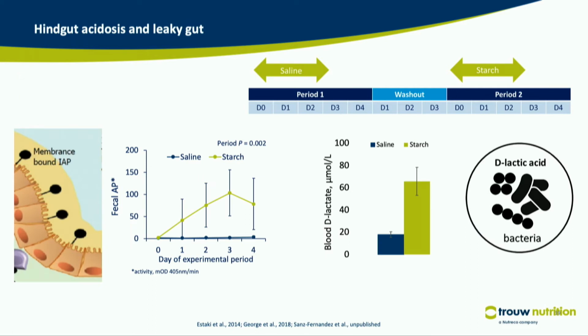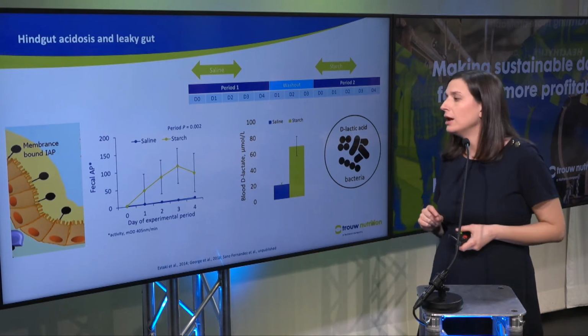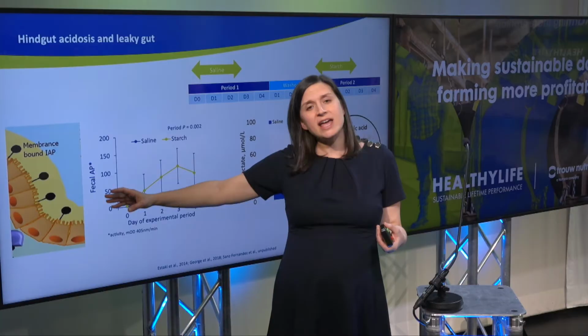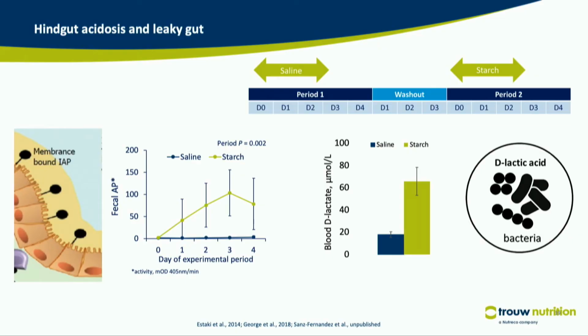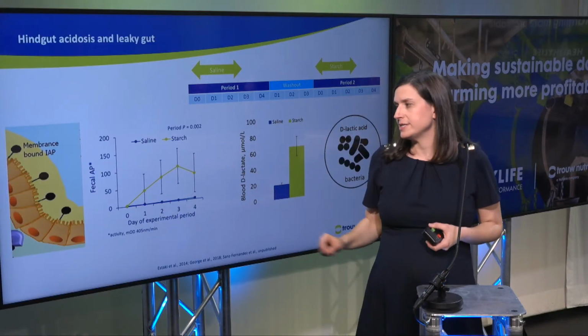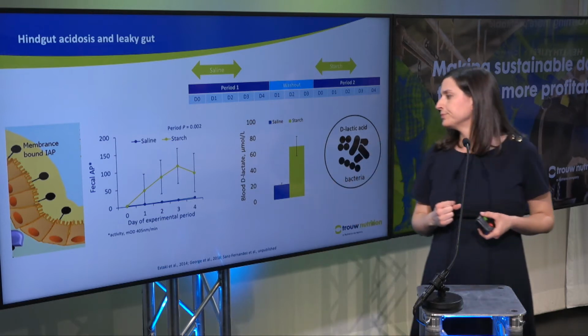Now, we also measured the amount of alkaline phosphatase activity in feces. Alkaline phosphatase is a brush border enzyme. So the idea is that if we start seeing it in feces, it means there is damage of the intestine and sloughing of the cells. And similar to what we saw in the previous graphs, as soon as we start infusing the starch, fecal alkaline phosphatase increases, representing a certain degree of damage of the intestine.